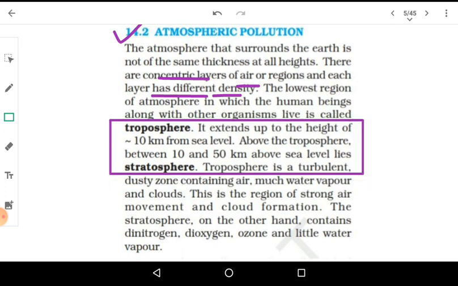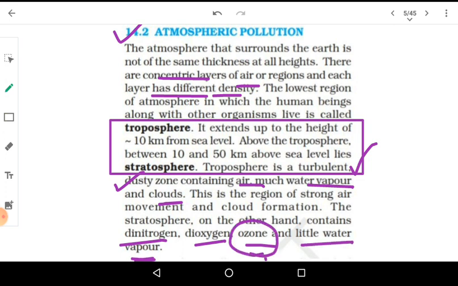Now, troposphere is a turbulent, dusty zone, and it consists of air, water vapor and clouds. So the winds and the movement of clouds happen in the troposphere, whereas stratosphere contains dinitrogen, dioxygen, ozone and very little water vapor. So ozone, the good ozone, is present in the stratosphere.